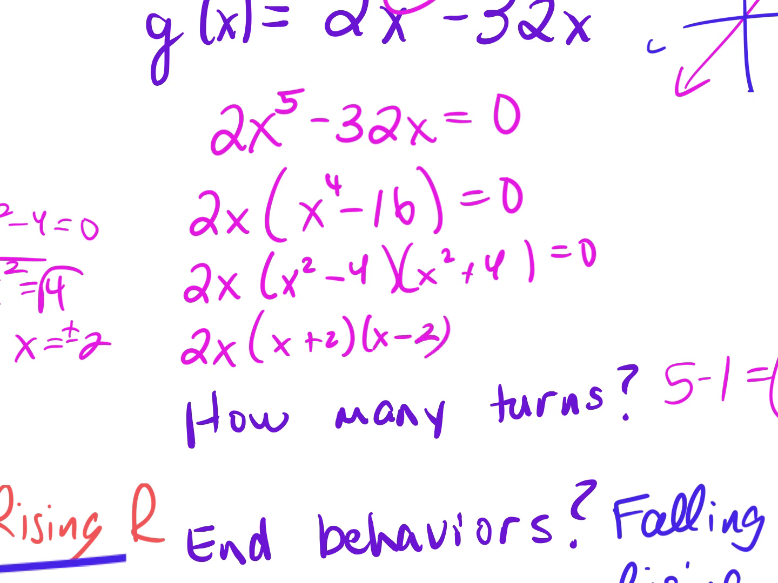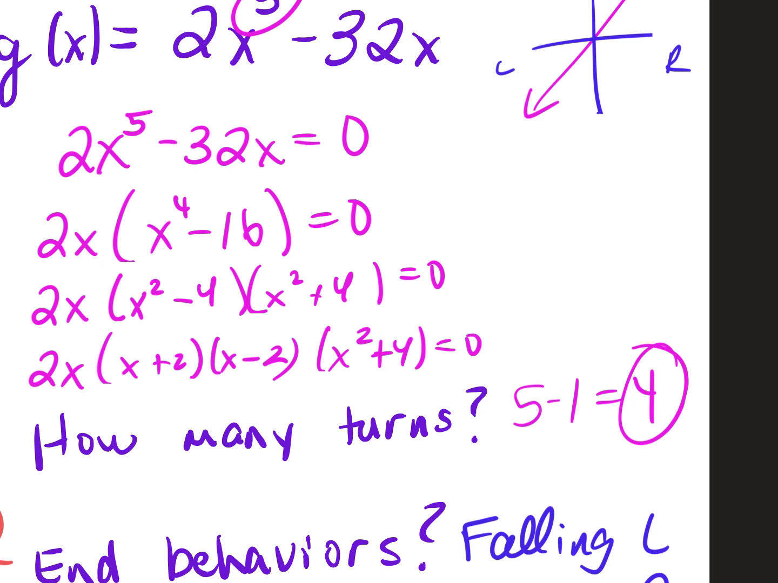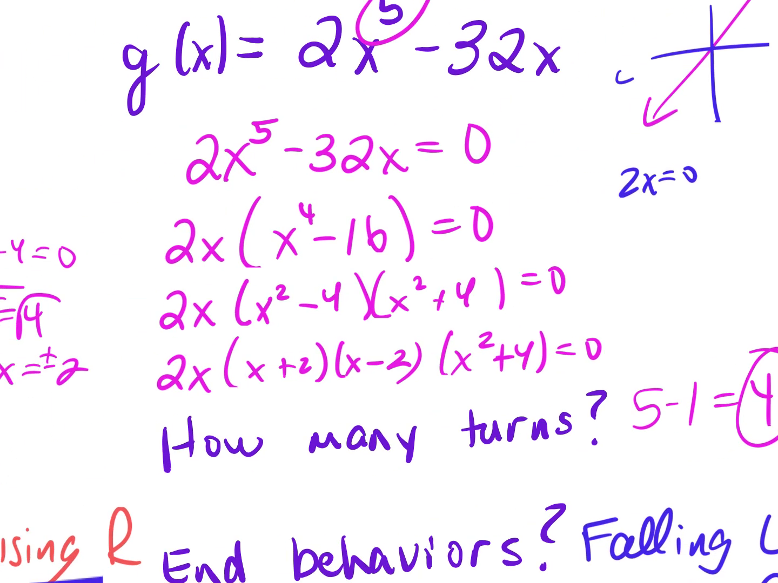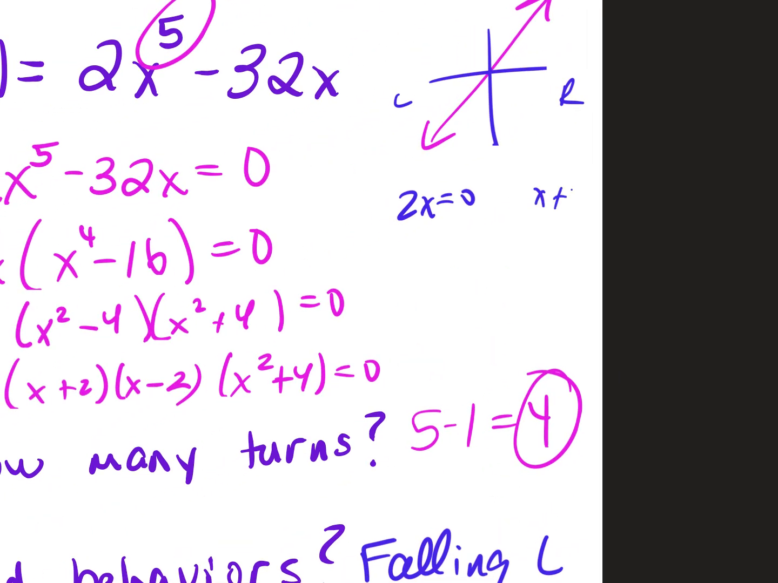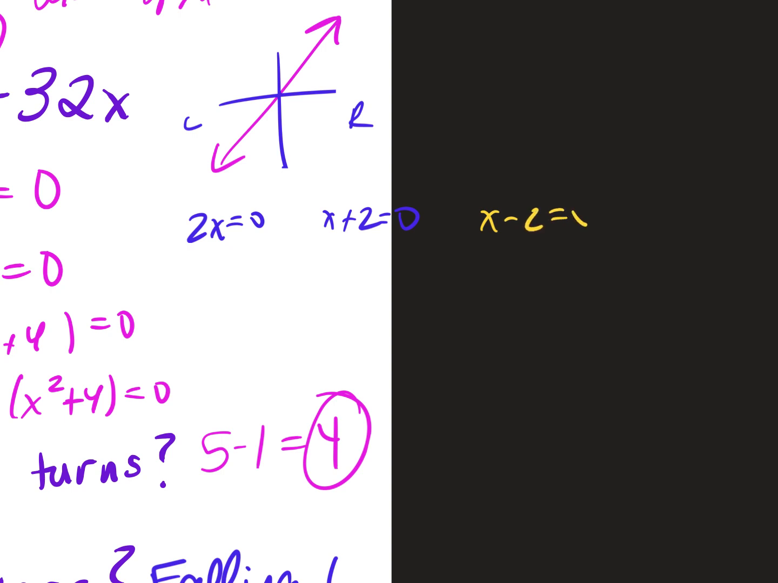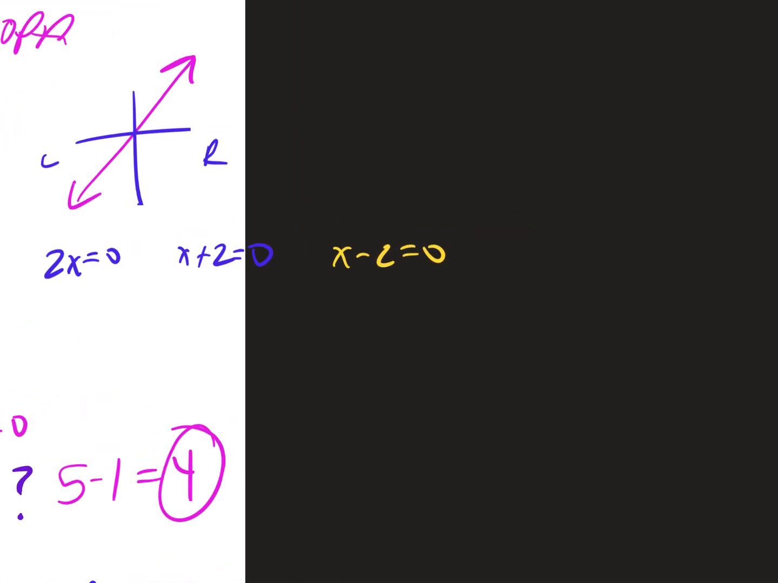Can I factor x squared plus 4 anymore? It's not the difference of perfect squares. They're both perfect squares, I agree, but it's not a difference. Now, what do I do with each little piece that I just factored out? Set everything equal to 0. So I'm going to say 2x equals 0. X plus 2 equals 0. X minus 2 equals 0. And then what was the last one? X squared plus 4 equals 0.